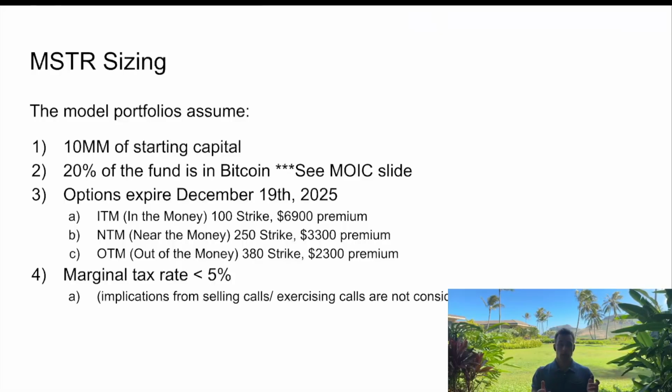For the purposes of this video, I used 7 different model portfolios. They all assume you start with $10 million worth of capital, 20% of the fund is in Bitcoin cold storage, and the options I'm using for the sake of this video are in the money options, near the money options, and out of the money options. The near the money options have a $250 strike, in the money $100 strike, and the 380 strike are out of the money options. These are all dated for December 19th, 2025, and the premiums I have listed on the right here. It also assumes a marginal tax rate of less than 5%. For the purposes of this video, I didn't want to include the implications of exercising versus selling calls.